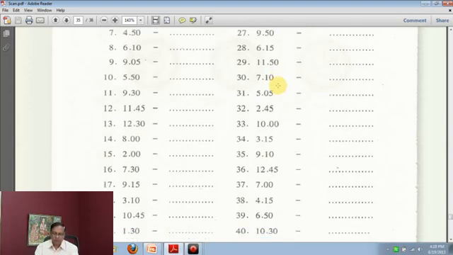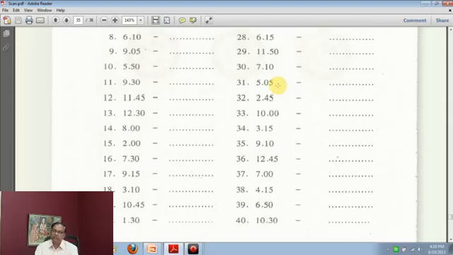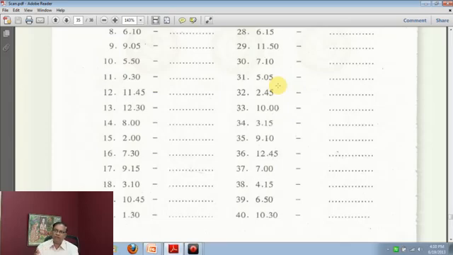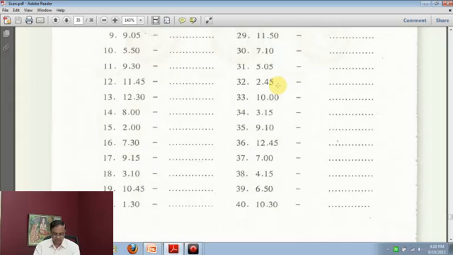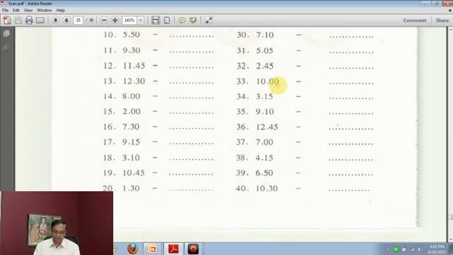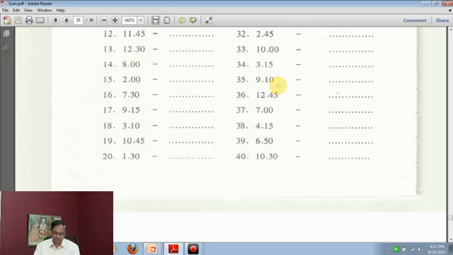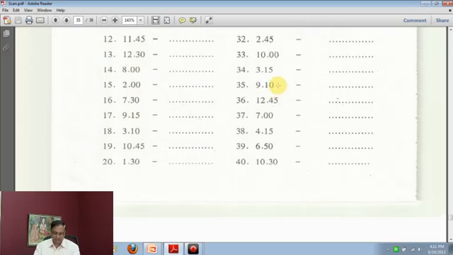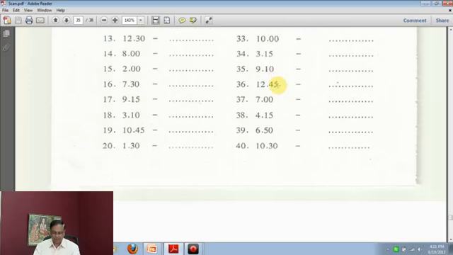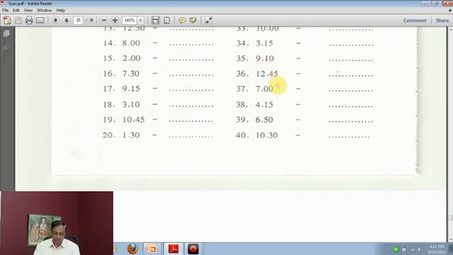30th. Dashadhika Saptavadanam. 31st. Panchadhika Panchavadanam. We can't say Pancha Pancha, but Panchadhika Panchavadanam, 5 minutes past 5. 32. Padona Trivadanam. Dashavadanam. Next is very clear. Sapada Trivadanam, 3:15. Dashadhika Navavadanam. Padona Ekavadanam, 1:45.